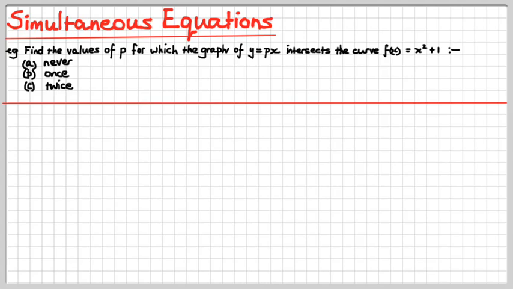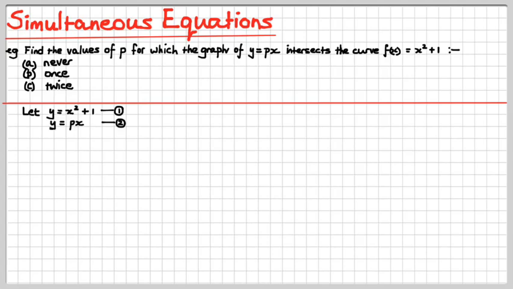Well, now this is simultaneous equations. This one here is actually a very nice little question, even if I do say so myself. We've got to find the values of p for which the graph of y equals px, in other words going through the origin where p could vary, intersects with the curve of f of x equals x squared plus 1: never intersects in scenario A, or intersects once in B, or intersects twice in C. That's pretty interesting, isn't it?